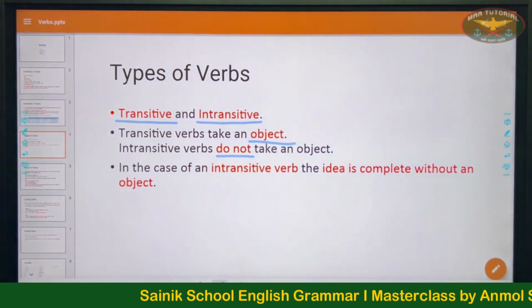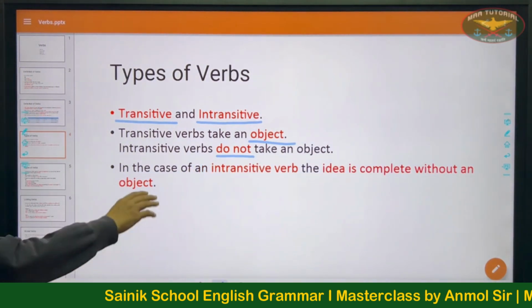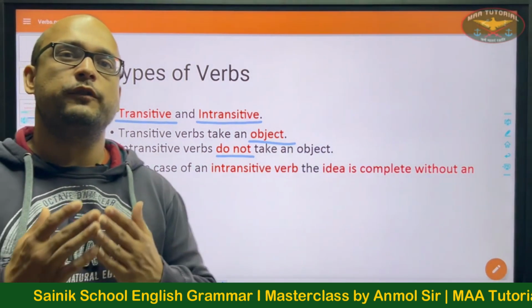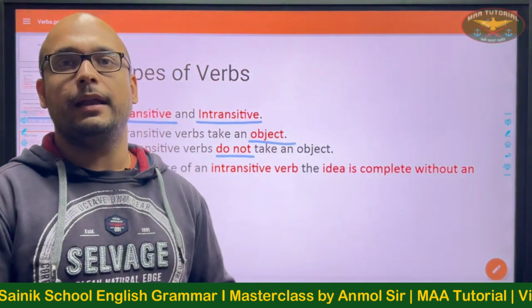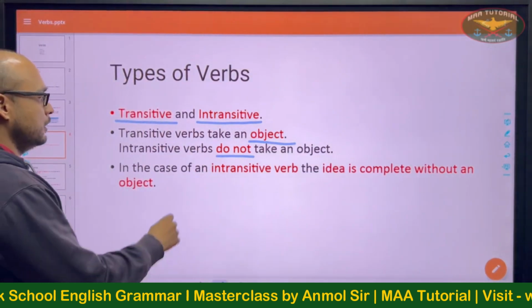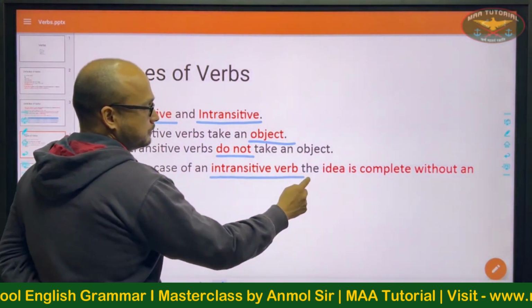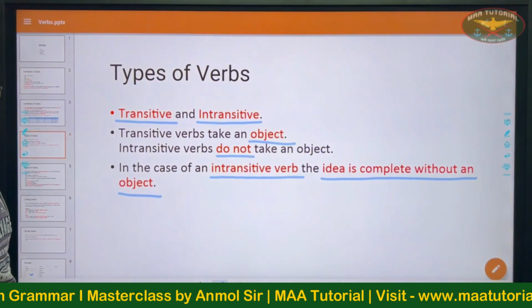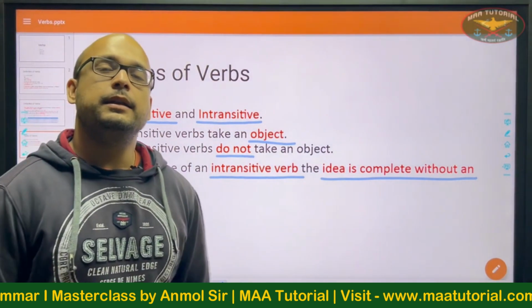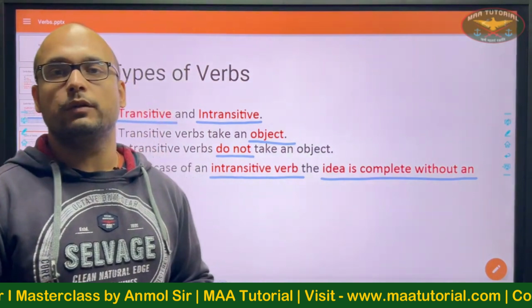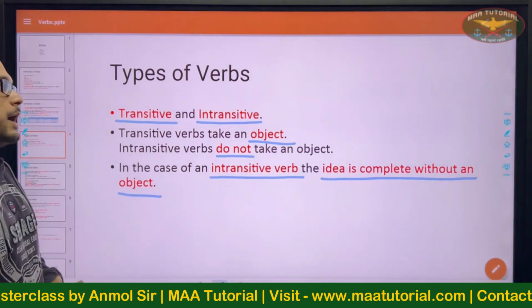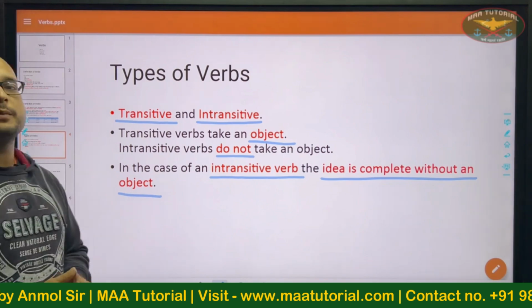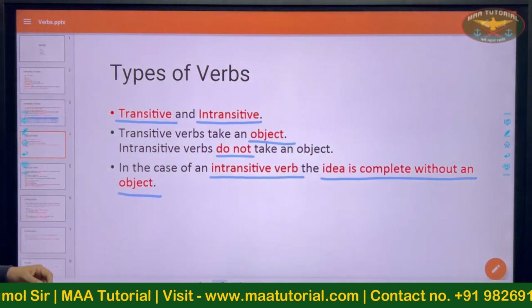In the case of an intransitive verb, the idea is complete without an object. When I say I am sleeping, the idea that I am trying to put forth is complete without adding anything else. But when a verb is being used transitively, the idea will be incomplete without an object. That is why we need to add an object. So transitive verbs do take an object. Intransitive verbs do not take an object.